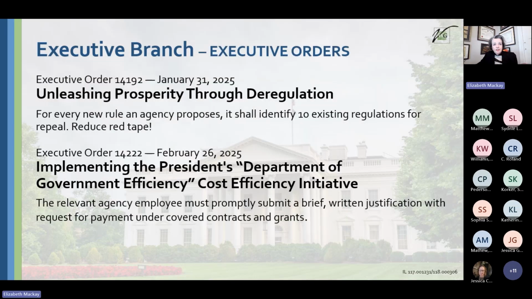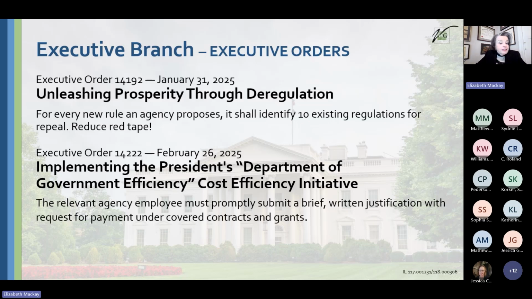So if we go back to think about our initial chart and the executive branch and executive orders, in this slide and the following slide, I'm presenting executive orders that have a theme with respect to the administration. So the first executive order, and this came out on January 31st last year, so this was one of the earlier tranches of executive orders.